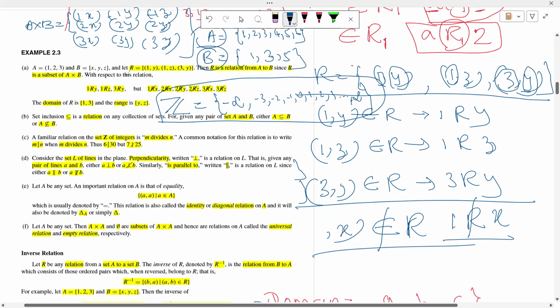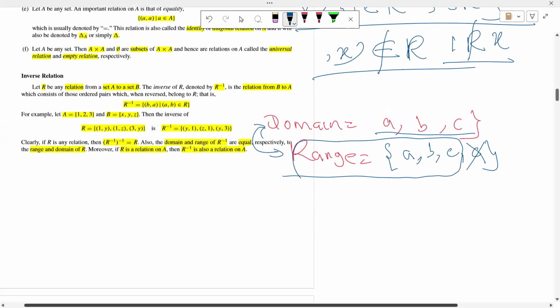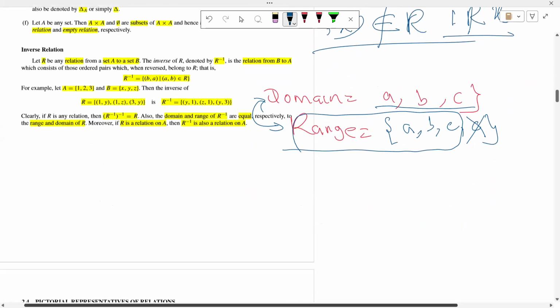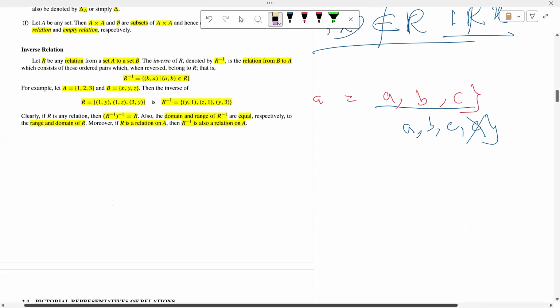Now we will move on to the inverse relation, right? Already we discussed inverse functions. Do you remember the inverse function? So what are the conditions to become an inverse function? Tell me.